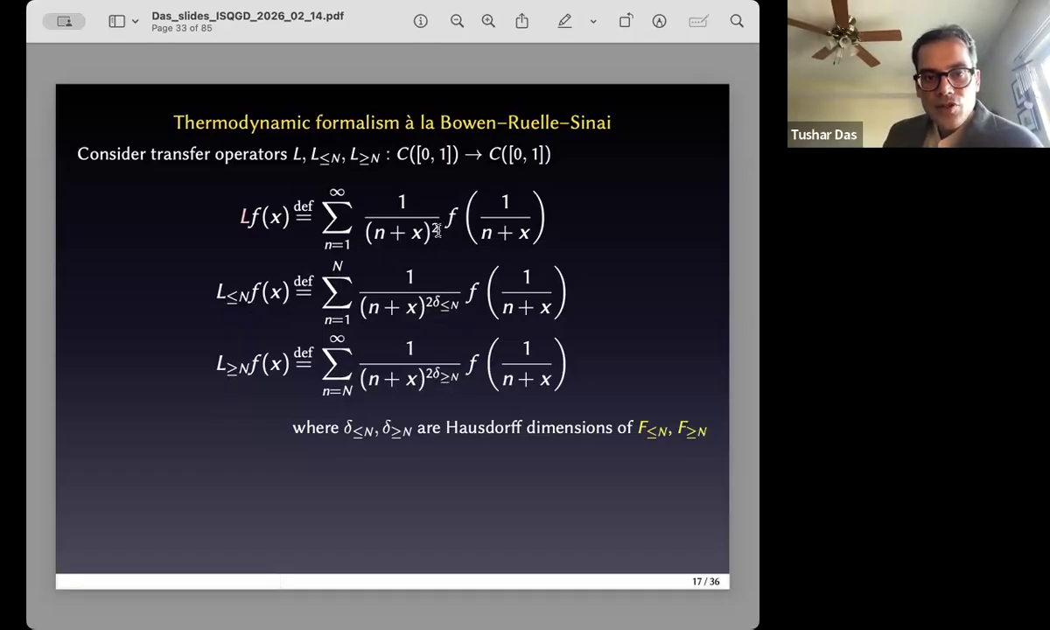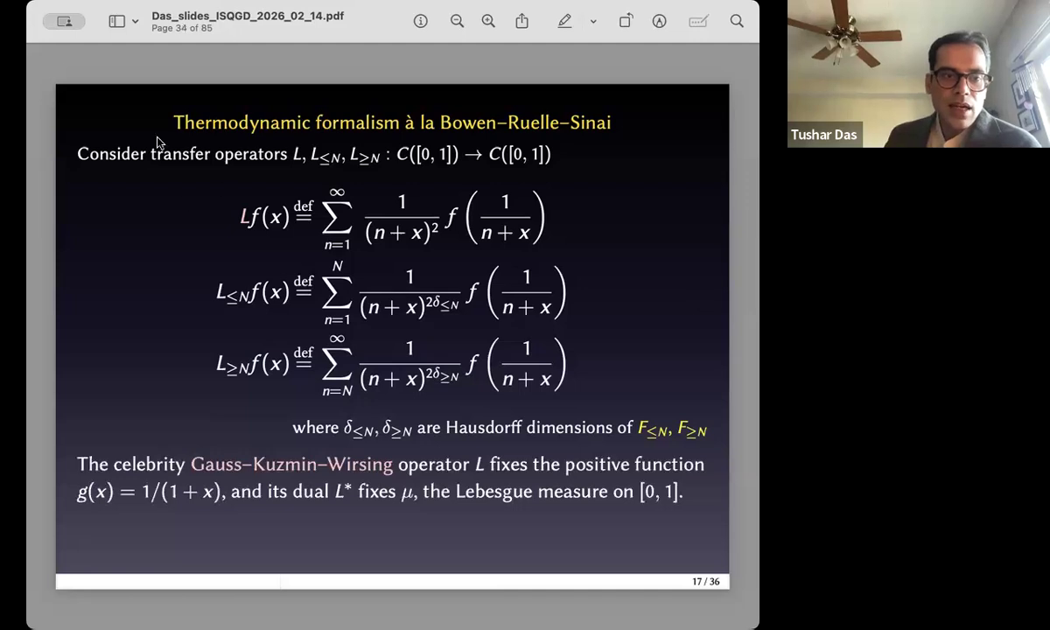So in some sense, you should think of this exponent as being the derivative raised to the power of 2s. And s is a parameter which is 1 here, which is the Hausdorff dimension of the entire interval. S here is delta less than or equal to n, which is the Hausdorff dimension of the set of all points f less than or equal to n, so the set of all points whose continued fraction digits are at most n. And similarly, delta greater than or equal to n is now the case where s is equal to the Hausdorff dimension of f greater than or equal to n.